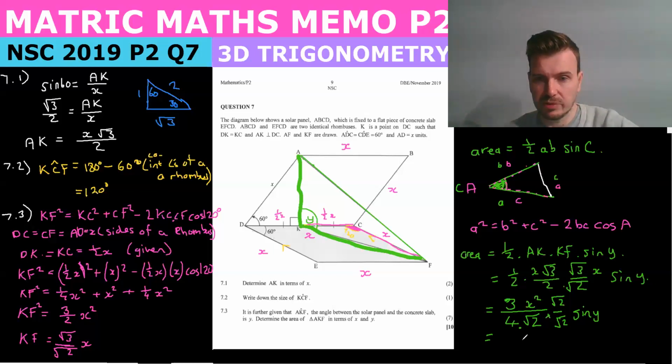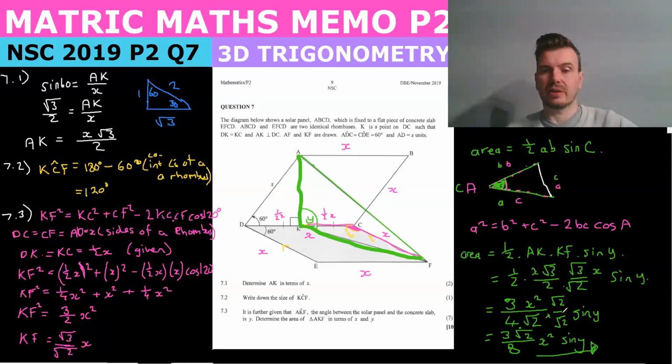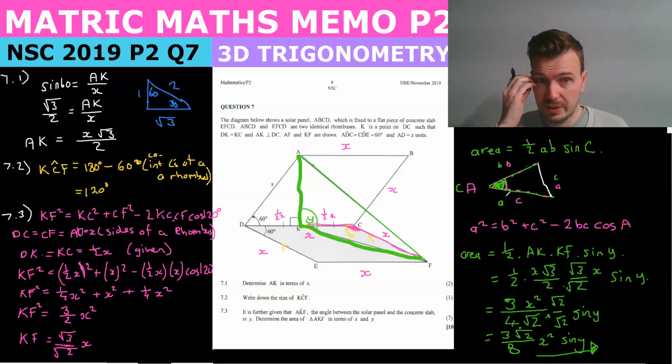Root 2 times root 2 would be 2. So it would be 4 times 2 is 8. So then I would have 3 root 2 x squared sine y. And that's my final answer. I can't check whether they want you to rationalize the denominator for this question. Just do it just in case, because at this stage there's no memo on the government paper, as of when I started this video.